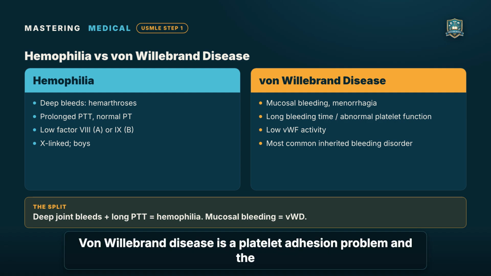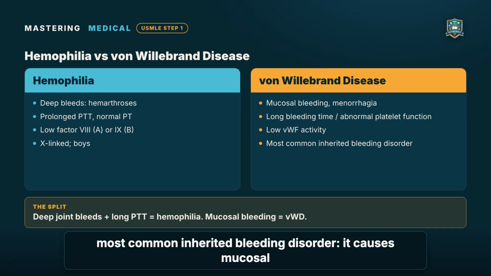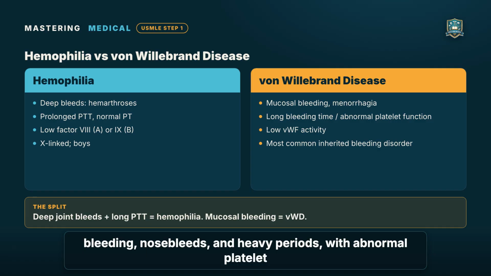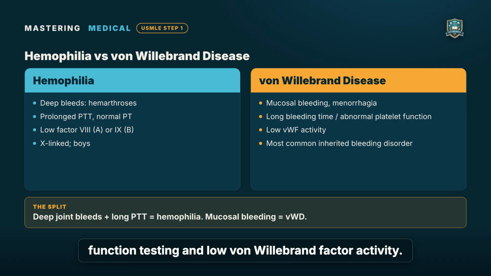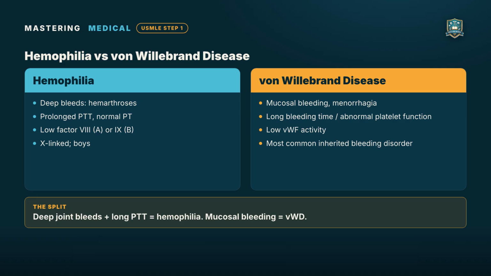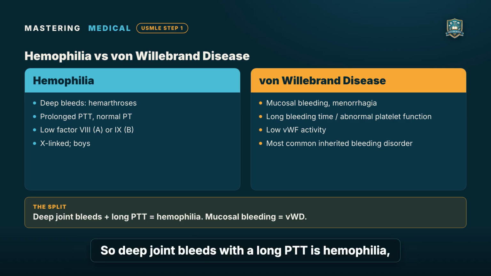Von Willebrand disease is a platelet adhesion problem and the most common inherited bleeding disorder. It causes mucosal bleeding, nosebleeds, and heavy periods with abnormal platelet function testing and low von Willebrand factor activity. So deep joint bleeds with a long PTT is hemophilia, and mucosal bleeding is von Willebrand disease.